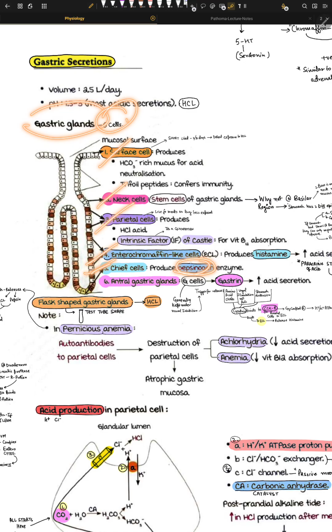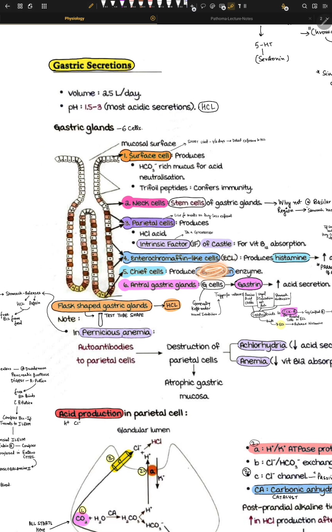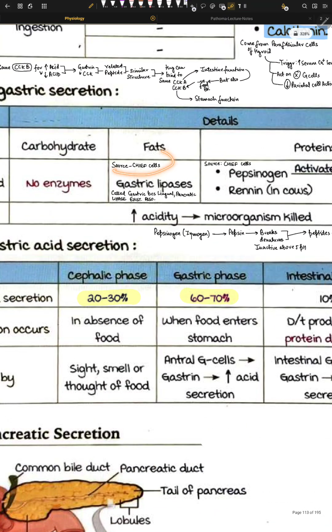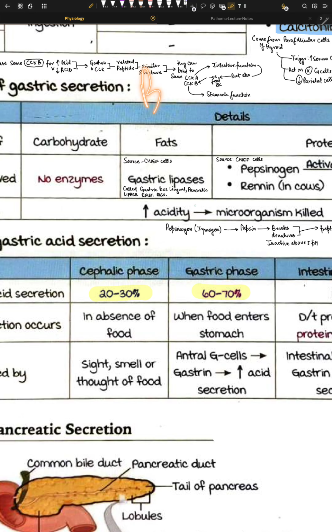Chief cells make pepsinogen. Pepsinogen is also important for protein. P stands for protein, P stands for pepsinogen. We'll talk about this a little bit more later. So chief cells make gastric lipases. Gastric lipases are called gastric because they are made in the stomach. Lingual lipase is called lingual because it is found in the buccal cavity. And pancreatic lipase also exists. So we have three types of lipases.